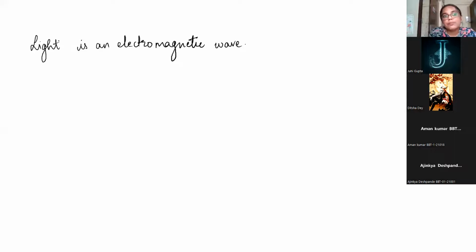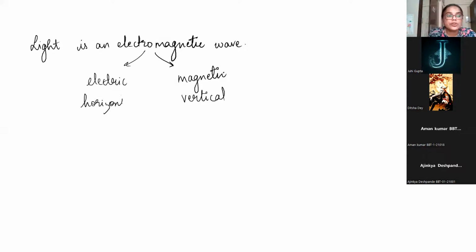So it will have two components. Light will have two components. The first component is the electric component, and the second component of light is the magnetic component. Okay, there are two components. Now, the magnetic component is the vertical component. I'm going to draw the diagram also so you'll understand. The electric component is the horizontal component.